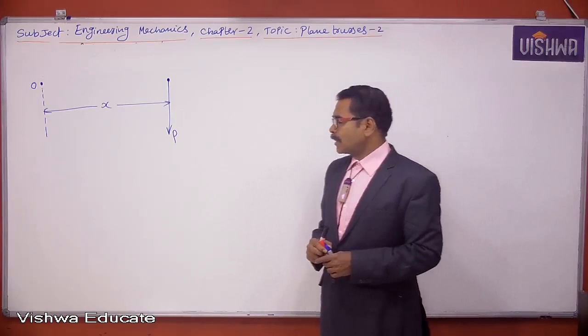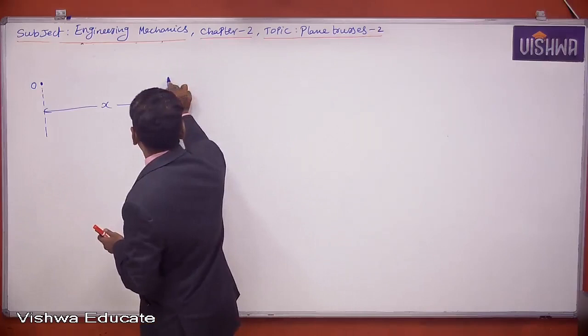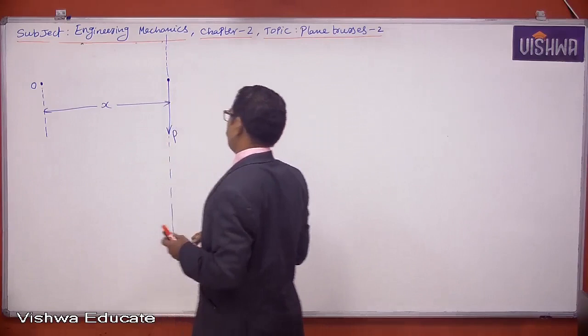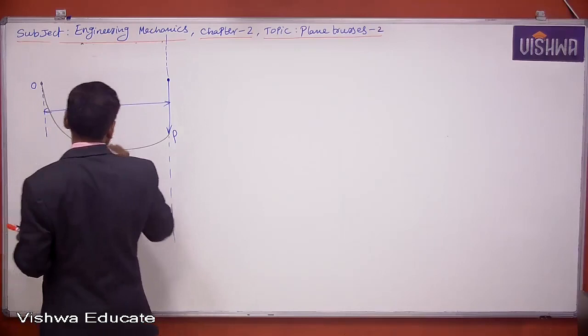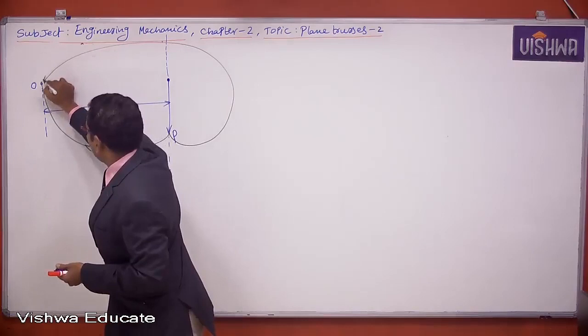So you may extend this line like this. This is the line of action of force. Along the vertical line, P is acting. One moment you can imagine like this. Other moment you can imagine like this.